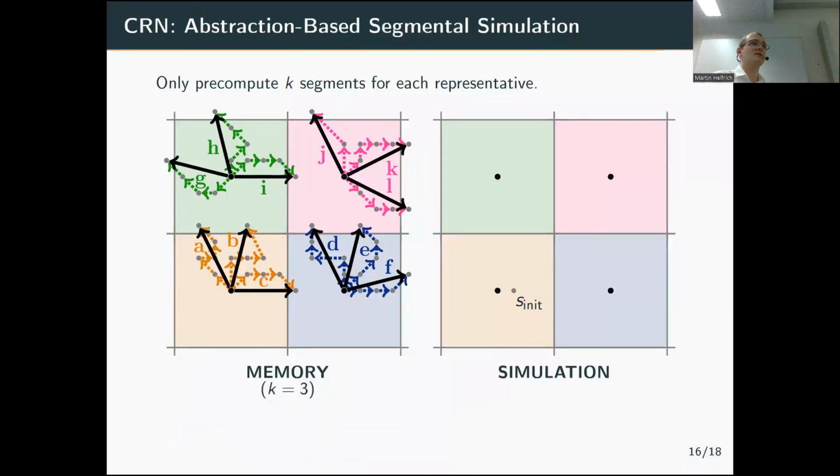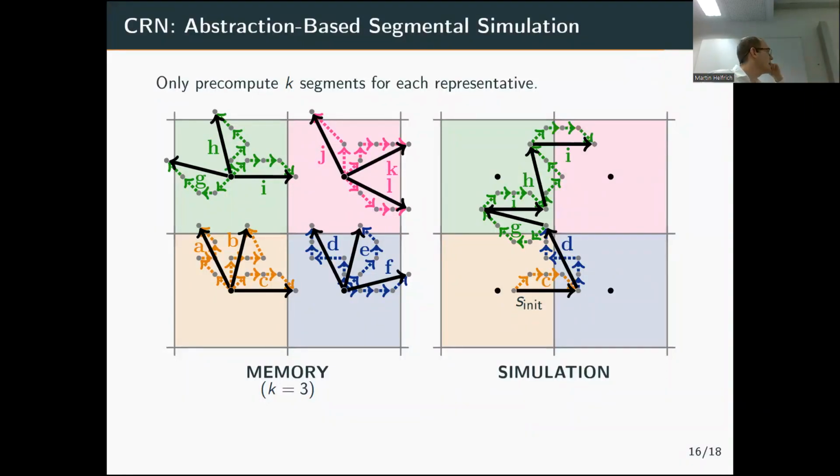And if you want to do a fast simulation now, you start in your initial state as usual. You check in what region you're in. So currently we are in this orange region here. So we would randomly choose one of the 3 orange segments and apply it to our current state. So that could be the C1 leading to a new state. And this state is now in the blue region. So we would look at the blue memory part and choose one of the segments and apply it. And you would continue like that. Currently we're in green, so we apply one of the green ones. We're still in green, so we continue with green, right? These are random segments. And now we're in red, so we apply one of the red ones. This is basically the idea of segmental simulation.